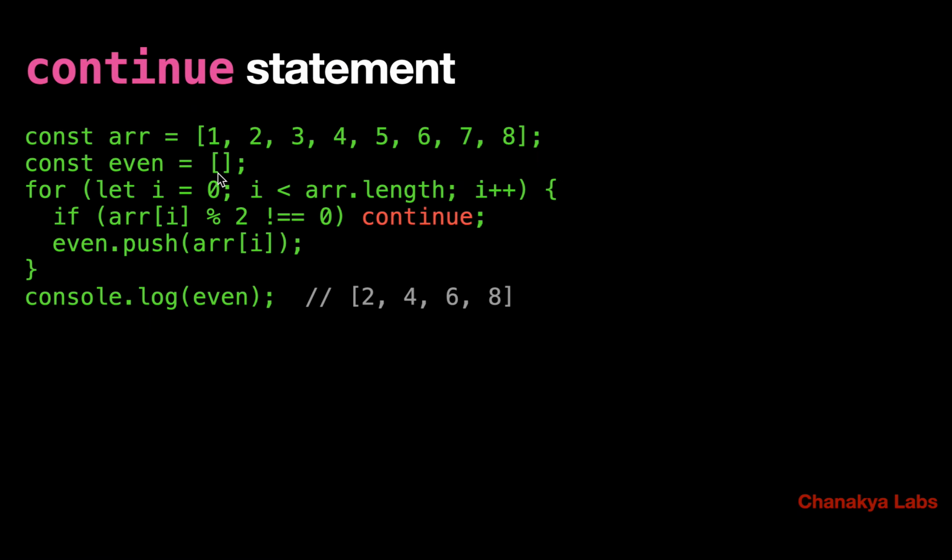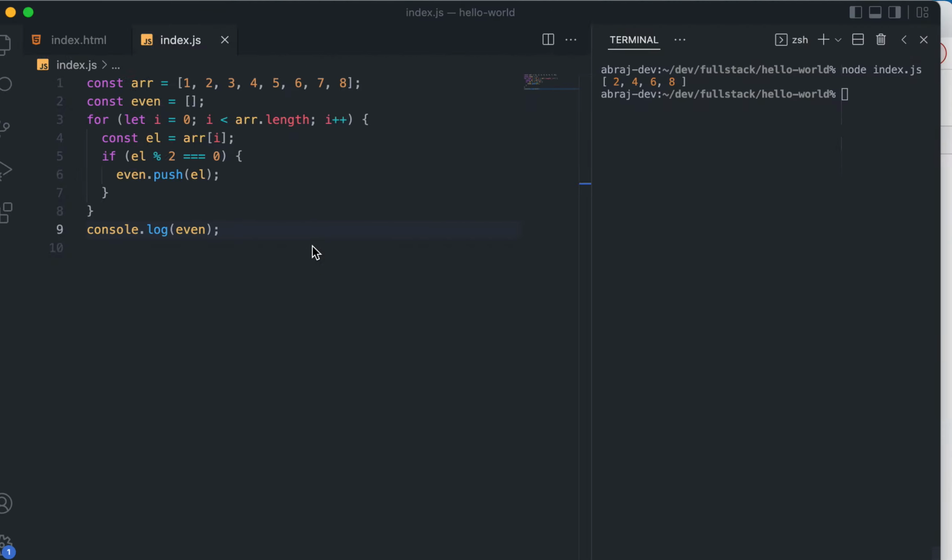So continue, what it does is that whenever in any for loop body the continue statement is executed, then the rest of the body for that iteration is not executed, which means that for that iteration this part is not going to be executed. Okay, so let's see an example of that.